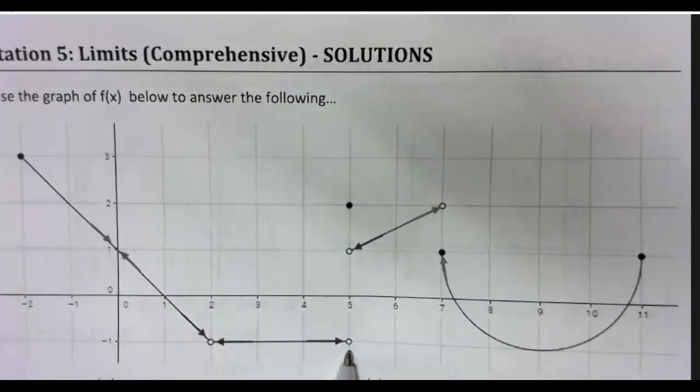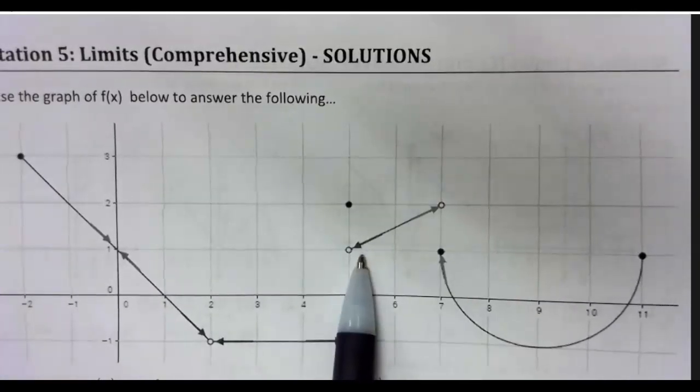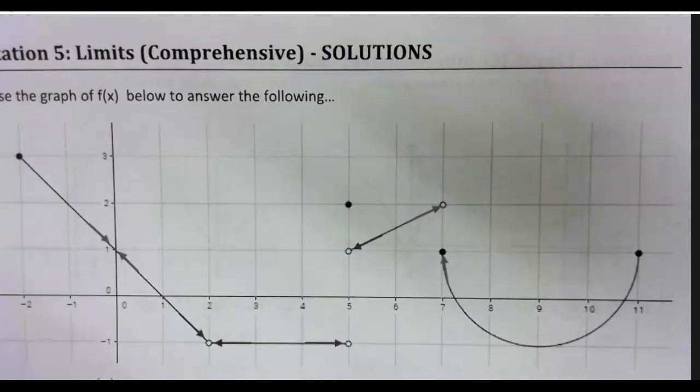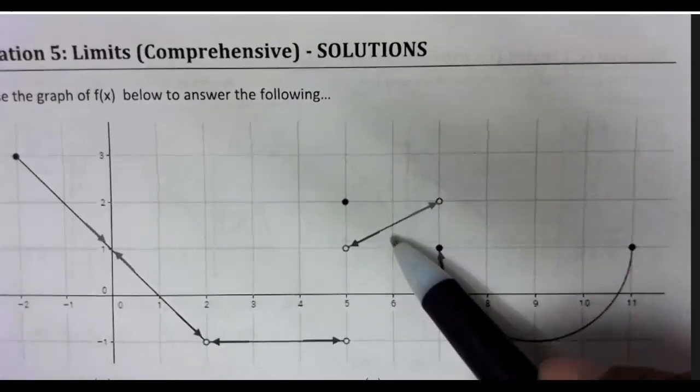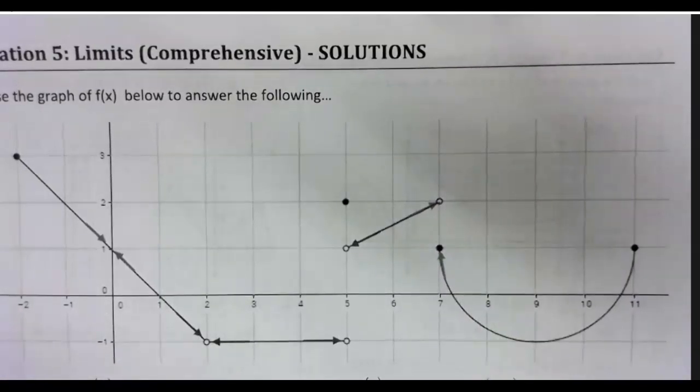Does not exist. Left-hand limit is -1, right-hand limit is 1. Therefore, it does not exist. 5, the limit as x approaches 7 from the left. Number 6, f of 2. It's undefined. It does not exist. All right, number 7, the limit as x approaches 7 from the right. 1. And the limit as x approaches 7 does not exist.